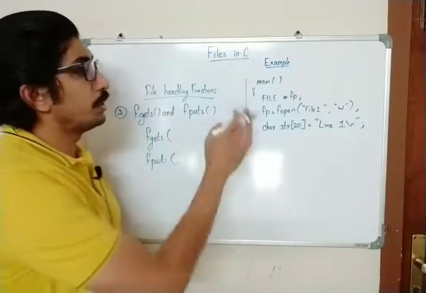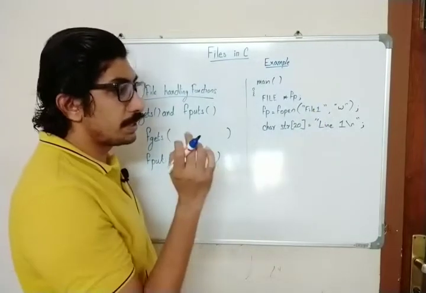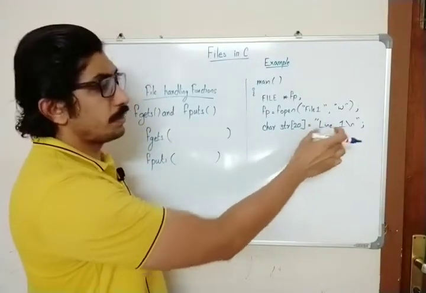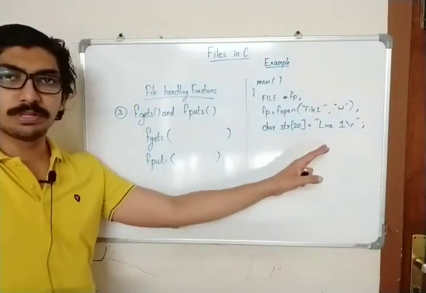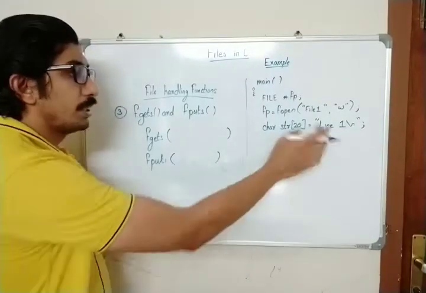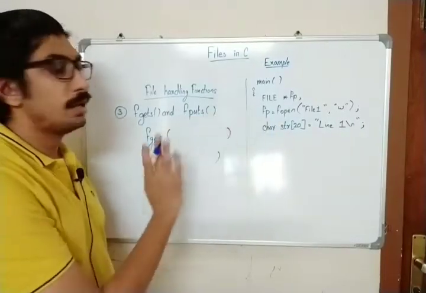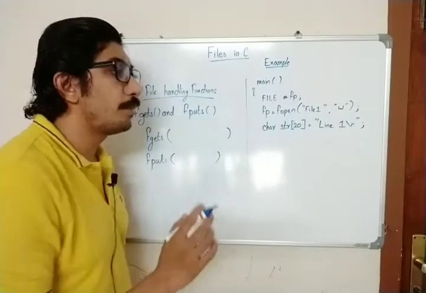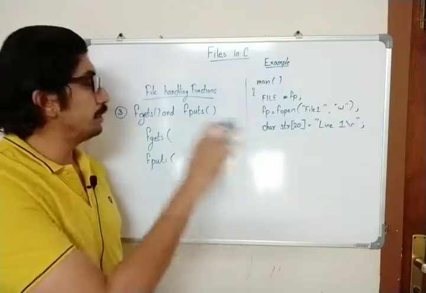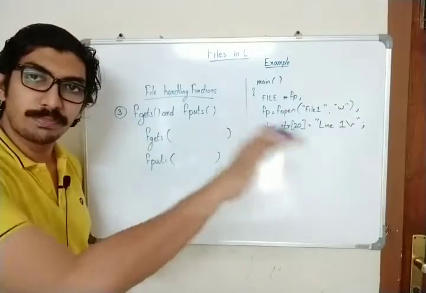Here you can see I have created a file pointer, and the file name has been given as file1. I have declared a string and initialized it with some data, that is line 1. It will always be better to read it from the user, through a gets or fgets statement, but for simplicity I have initialized it with line 1. Now my aim is to write this content into the file. For writing, we will be using fputs, so we are putting something into the file.